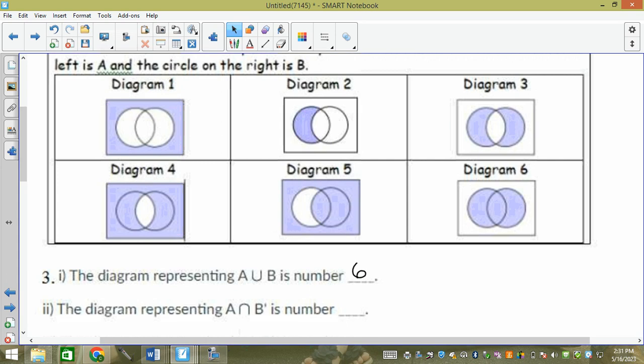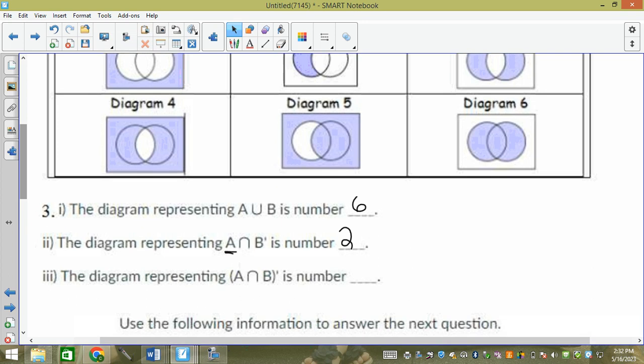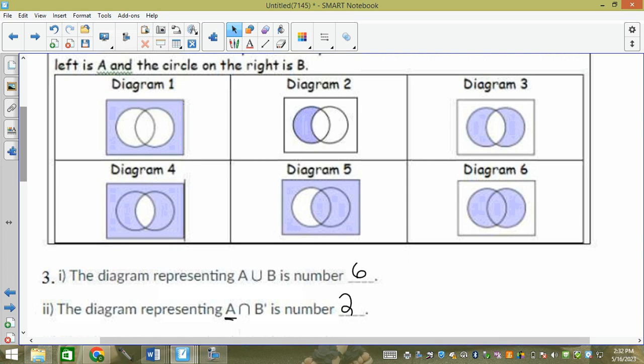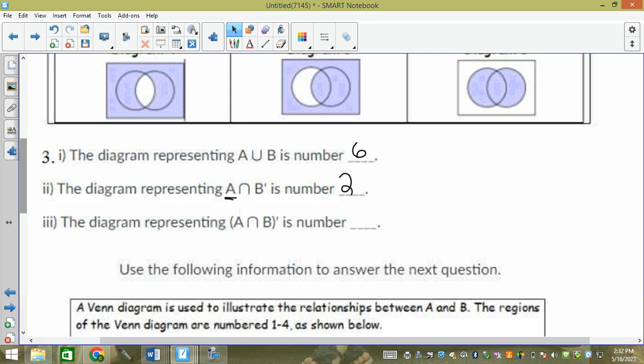Then I want A and not B. So where is A shaded but not B? 2. Remember when you get ands, you get the crescent moons? When one of them is negated, you get to keep the crescent moon that isn't negated, so that's why we kept A. And then this one is A and B not. So I want what's not the eyeball. Which one is not the eyeball? 4, because the eyeball is not shaded.